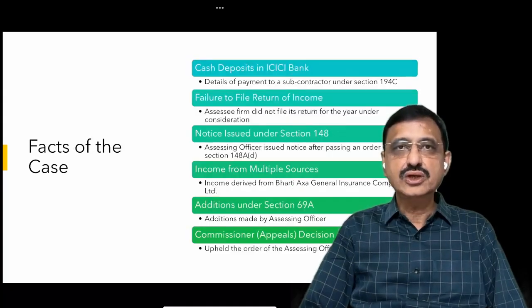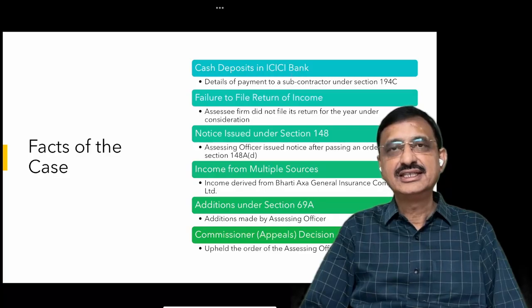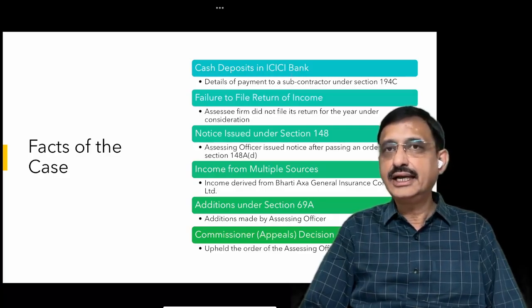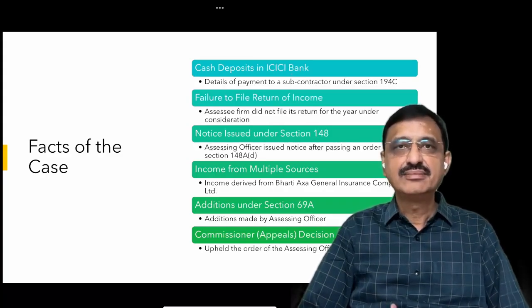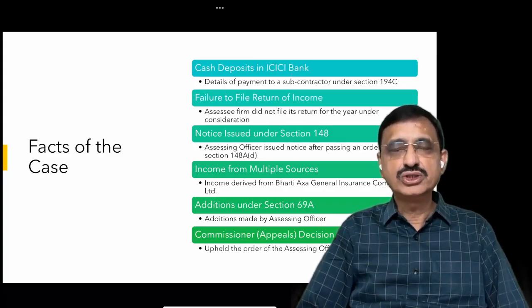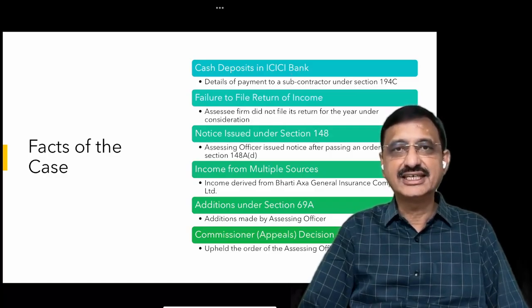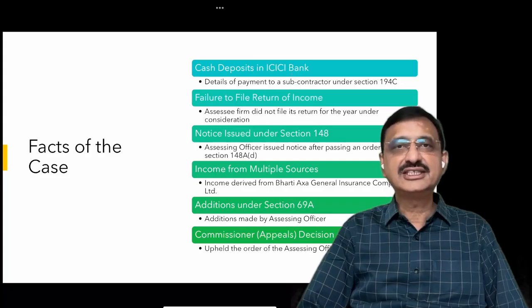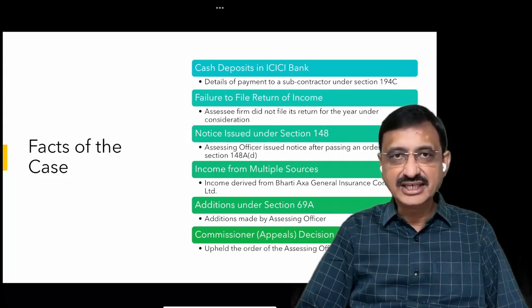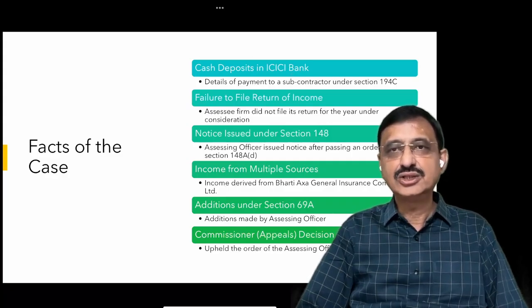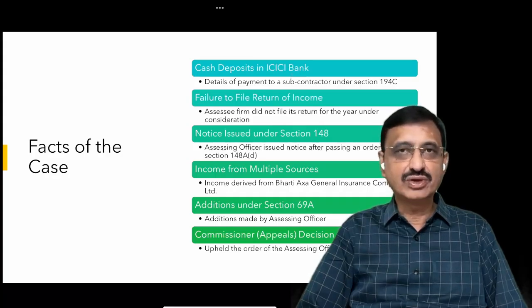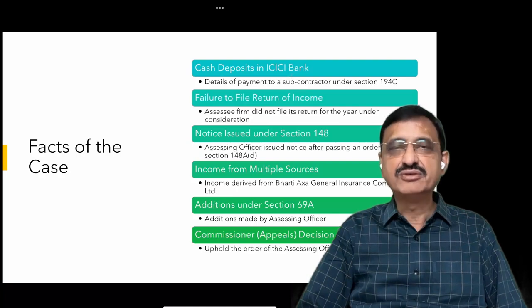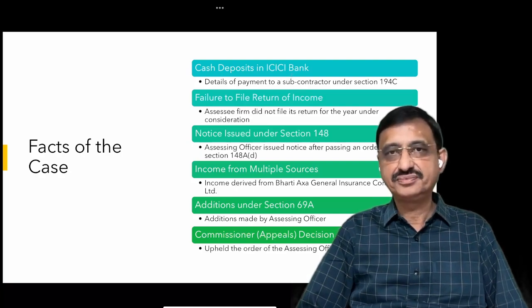Now, going into the specific facts, the assessee maintained an account with ICICI Bank wherein he has made certain cash deposits, and also he has received certain money from an insurance company on which TDS under section 194C was deducted. But the assessee did not furnish his return of income for the relevant assessment year. Now, what has happened is notice under section 148 was issued, but prior to the issue of notice under section 148, an enquiry was conducted by virtue of section 148A.